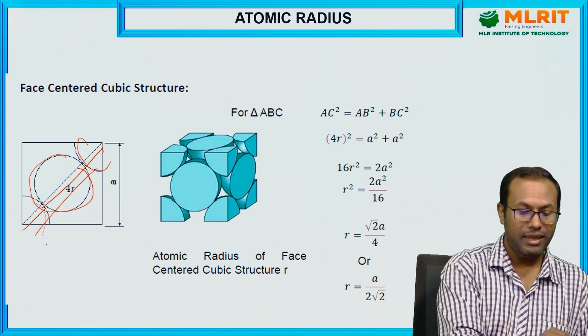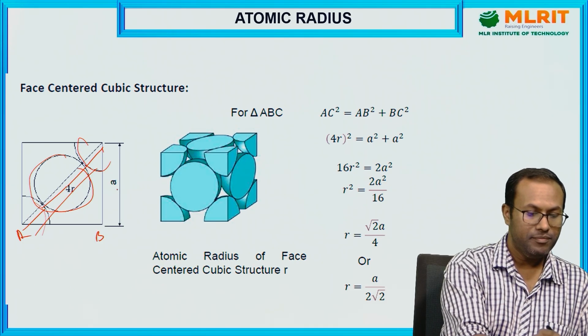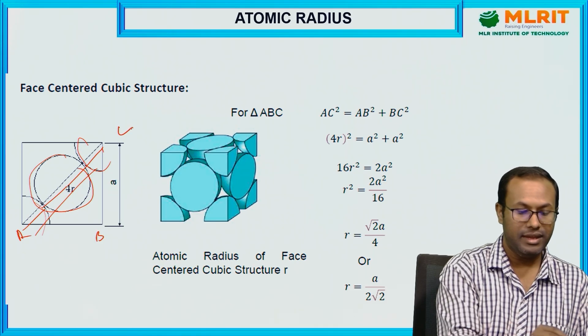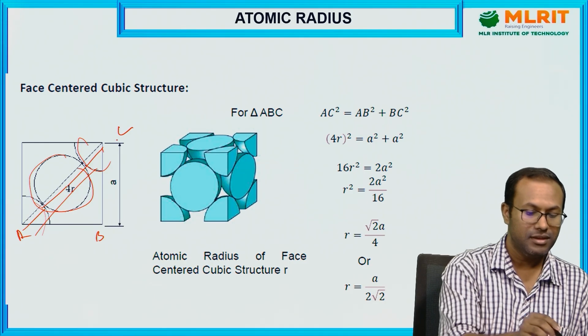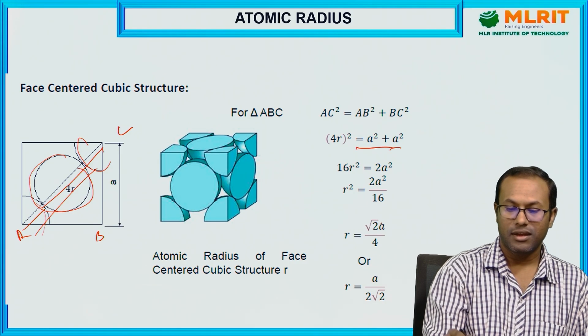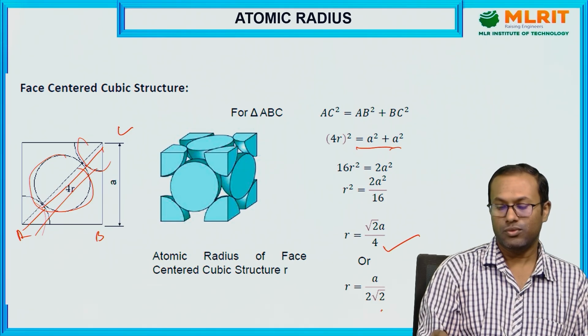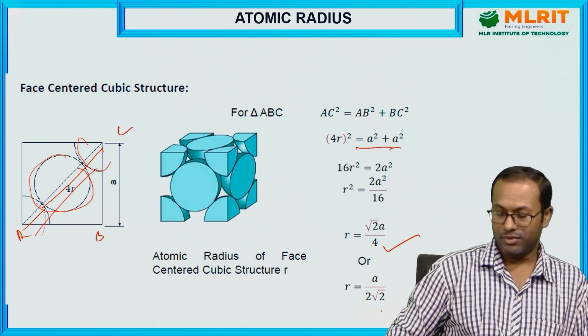So from this triangle ABC, we can get that AC square equals AB square plus BC square. So 4R whole square equals a square plus a square. So R will come a by 2 root 2. This is for face centered cubic. This is the atomic radius.